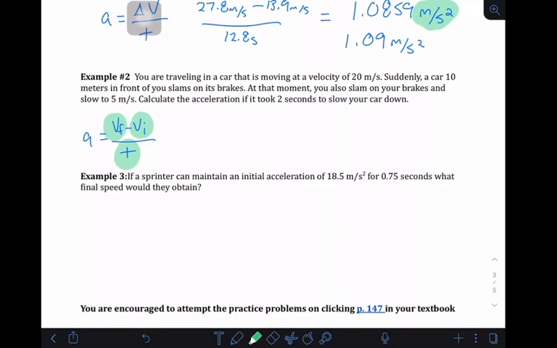So our final velocity is what we slowed down to. That is 5 meters per second.